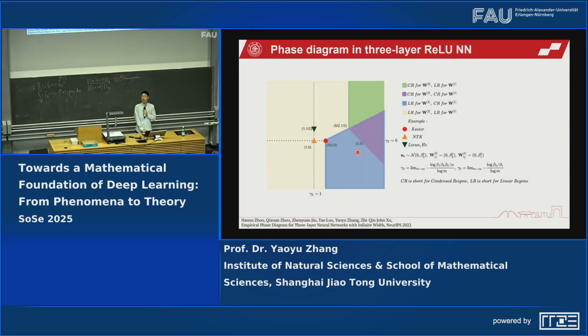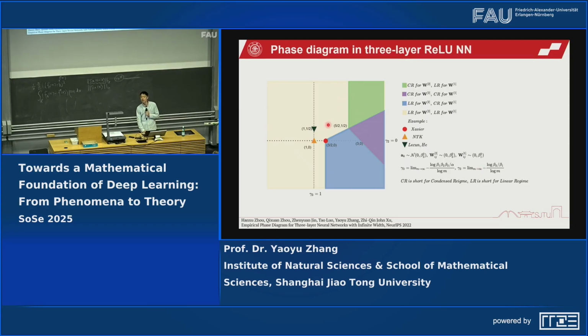And what's new in this 3-layer phase diagram? First of all, there are actually 3 effective hyperparameters, gamma 1, gamma 2, and gamma 3. Here, I think we only focus on gamma 2 and gamma 3, and we fix the other one. Because otherwise, the phase diagram will become 3-dimensional, and it's very difficult to visualize. Therefore, we fix a certain parameter, and then only change the other 2 hyperparameters. And then this is the phase diagram we get.